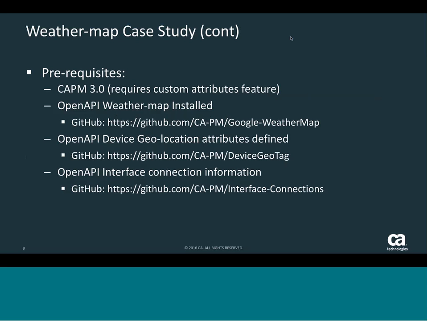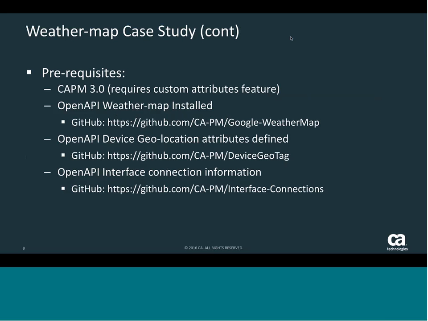So what do you need for the weather map? You need at least CAPM 3.0. 3.1 is preferred for two reasons. One, app publishing in 3.1 is super simple. And two, we don't have the proxy to the DA REST API in 3.0.